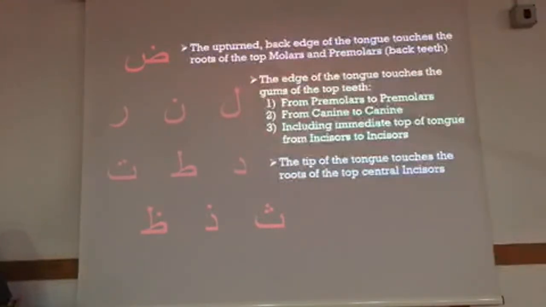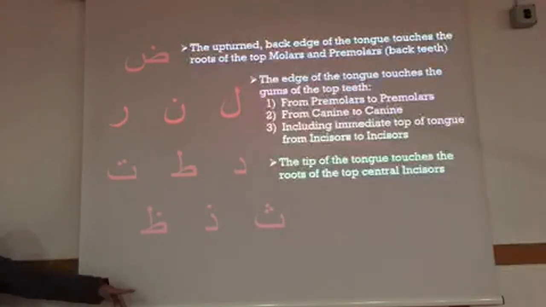The next three we have are tha, dal, and va. Now these three letters, if you remember, I like to call them the tongue biting letters. I emphasize these three letters because a lot of us have grown up reading these letters as sa, za, and za. But that's wrong, because that's not the correct makhraj of these letters.